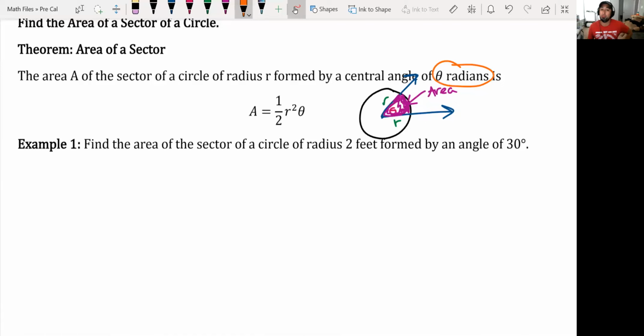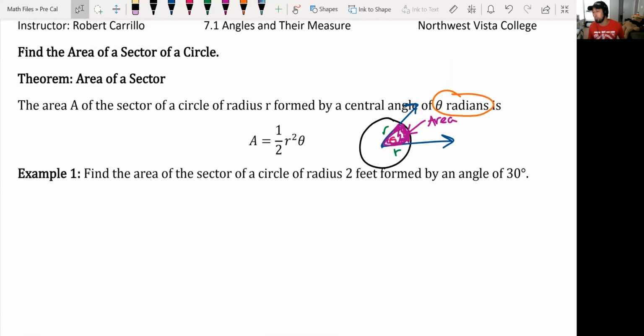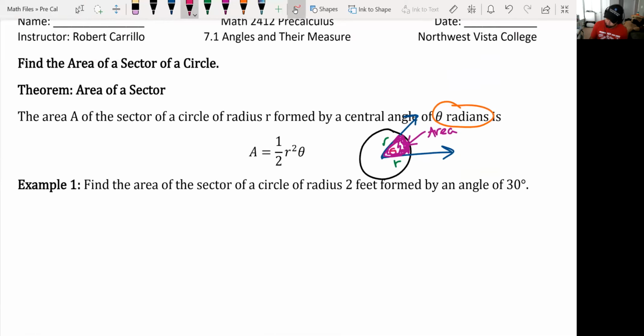So for number 1, find the area of the sector of a circle of radius 2 feet formed by an angle of 30 degrees. All right, what is wrong with this problem? Well, nothing's wrong with it, but something needs to be done before we plug numbers in. They are giving us the angle in degrees. And remember, in order to use this formula, the angle must be in radians. So fair enough. All we have to do is convert degrees to radians, and we can continue with the problem.